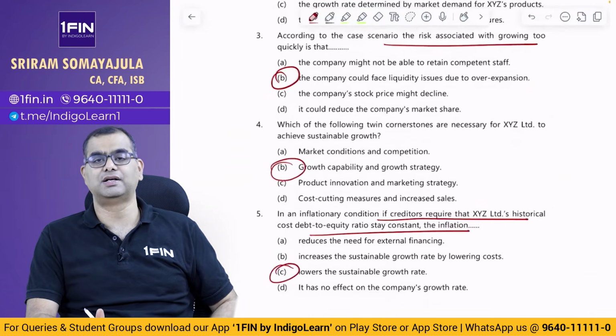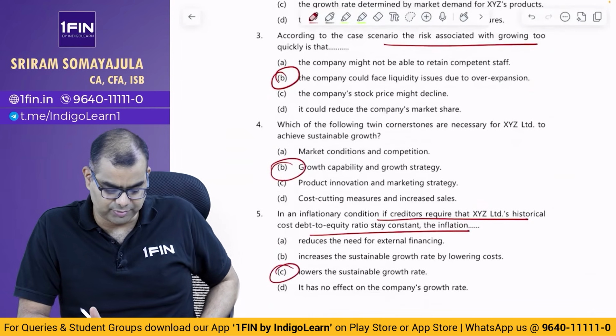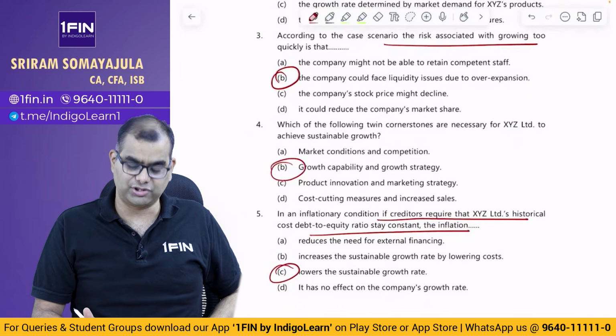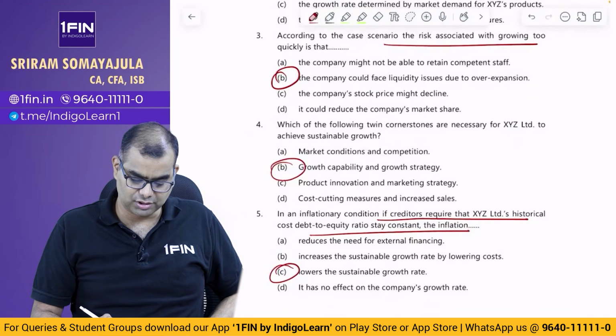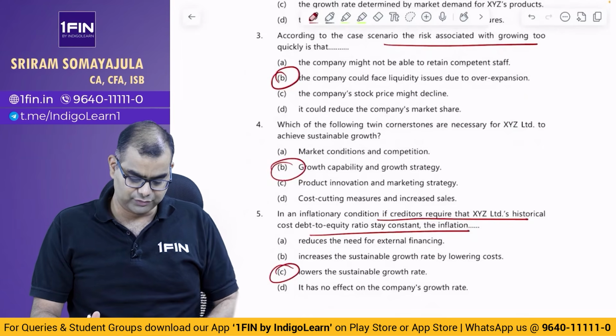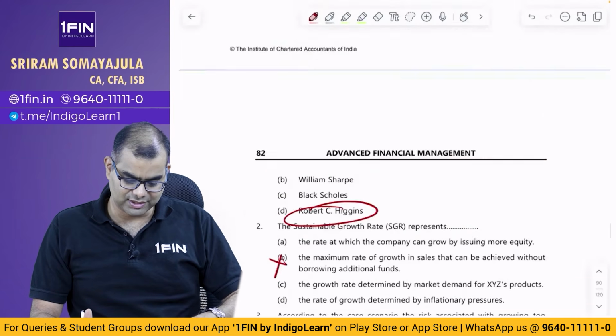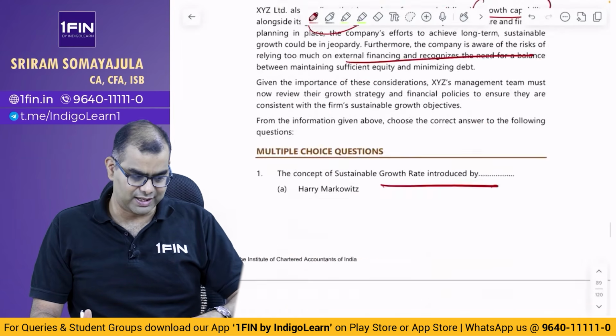No, if you have increased inflation and you want to maintain historical cost debt to equity ratio, what will happen is more and more money needs to be pulled out of equity. So answer is C. See, I have not actually read the paragraph, directly moved.